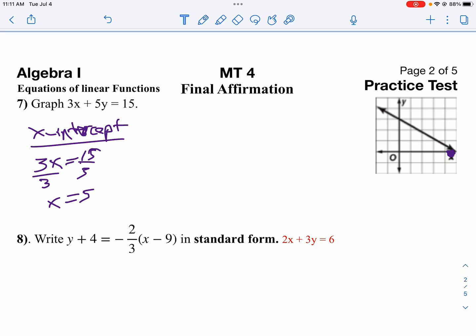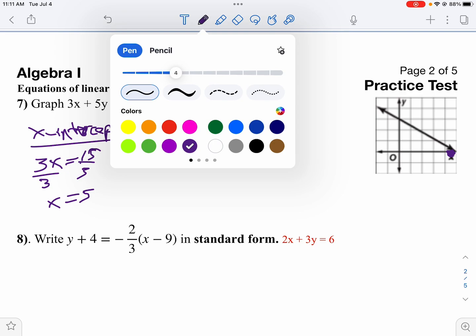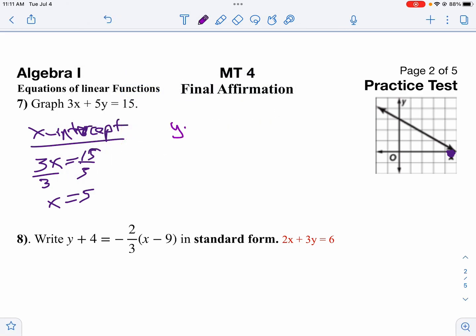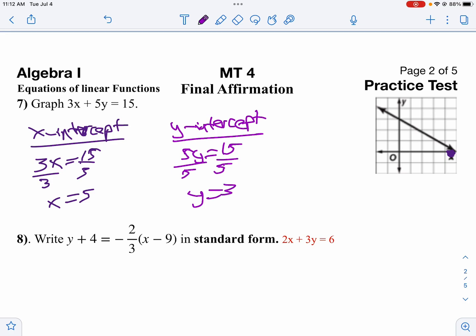Now I'll turn around and find my y-intercept. My y-intercept is when x equals 0. So 5y equals 15. I'll divide by 5. y equals 3. So I'll go up 3 on my y-axis and draw a line between them, which, notice, I've already had in there.